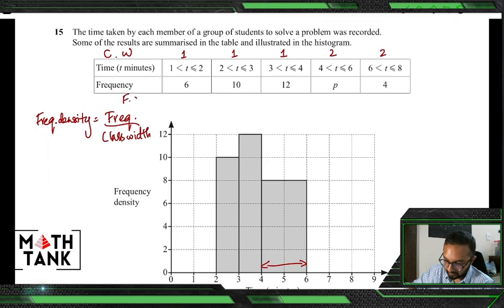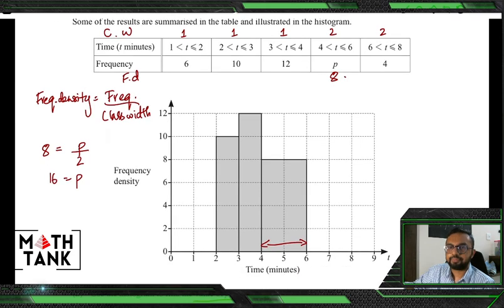I'm going to say that its frequency density is basically 8. So what can I then say? I can just apply my formula and say that 8 equals P over 2. P is therefore equal to 16.